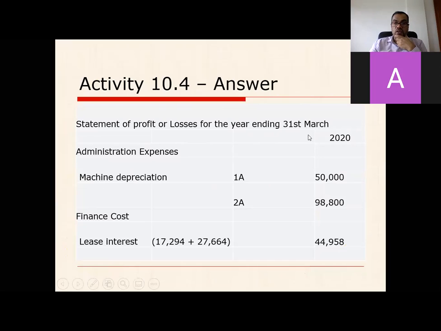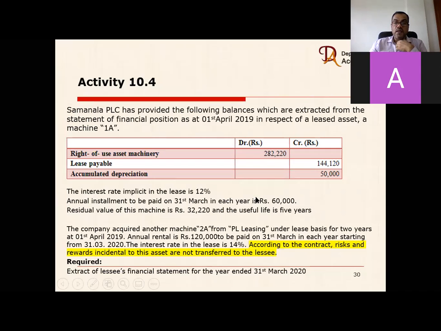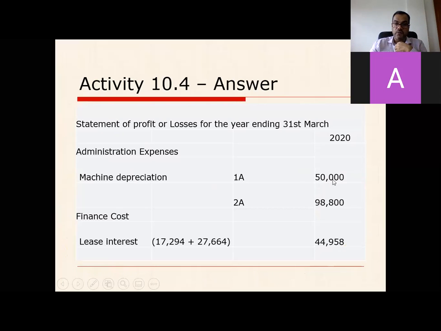Statement of profit or loss for the year ending 2020. Administrative expenses, depreciation arising from machine A, 50,000. Here we made an assumption that the useful life of machine 1A is 5 years. That's not there, you better mark 5 years. So 150 has already gone, therefore depreciation is 54.